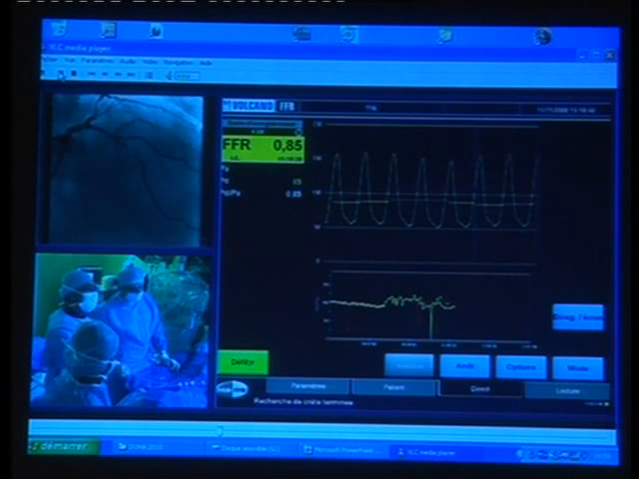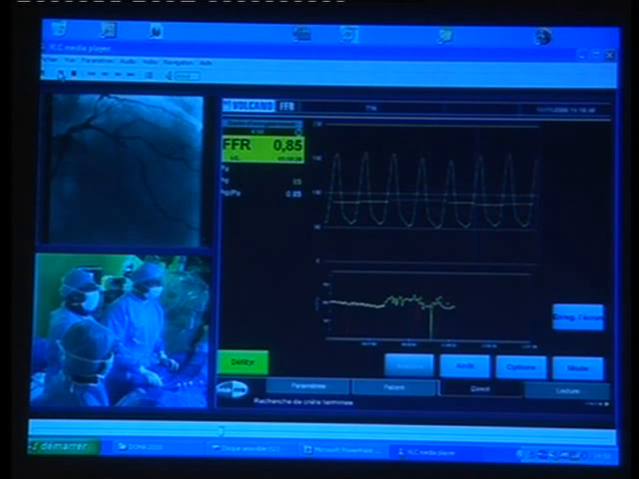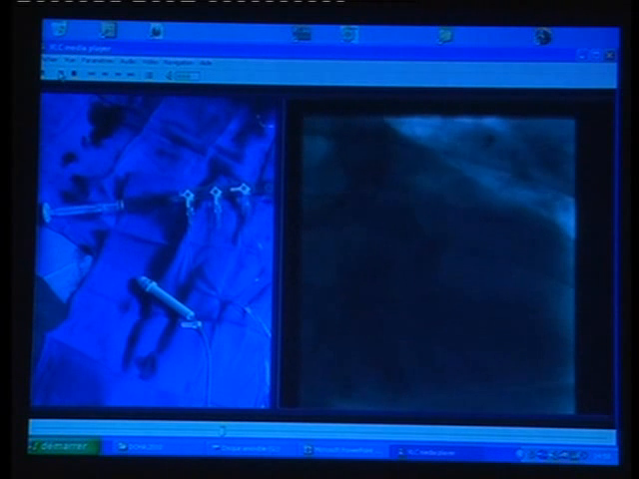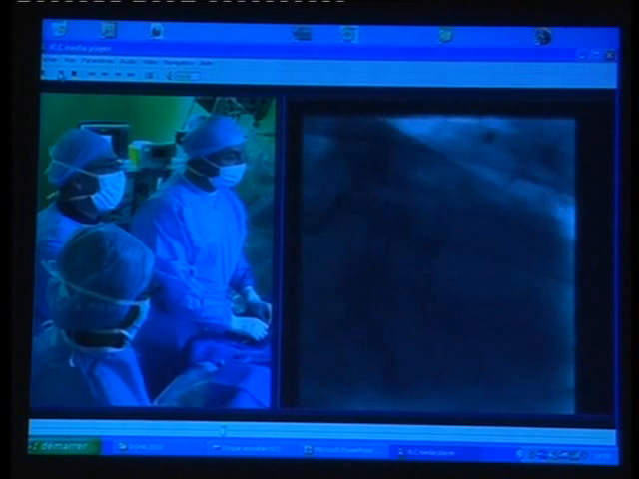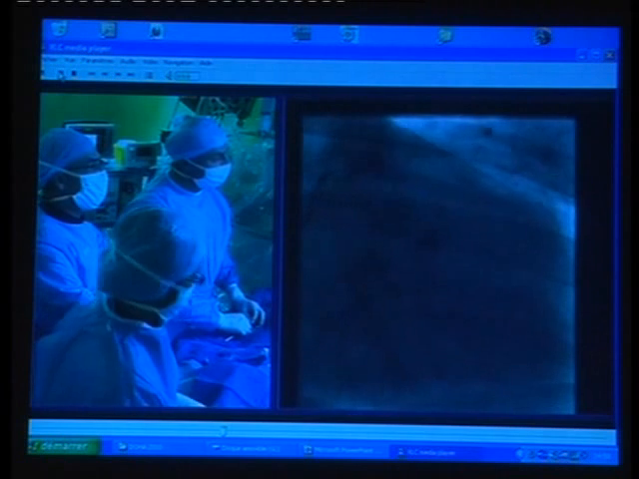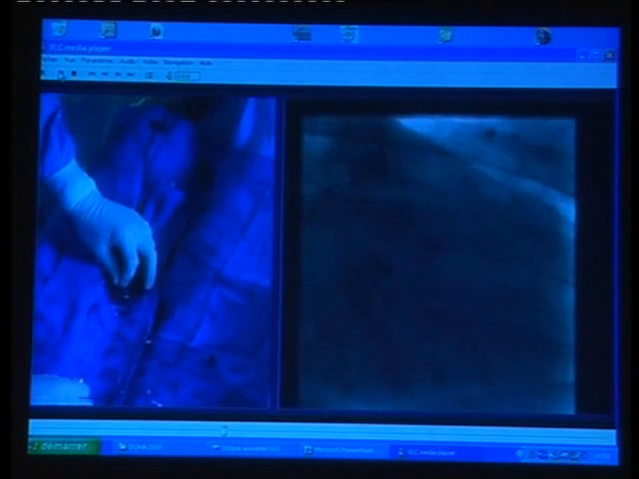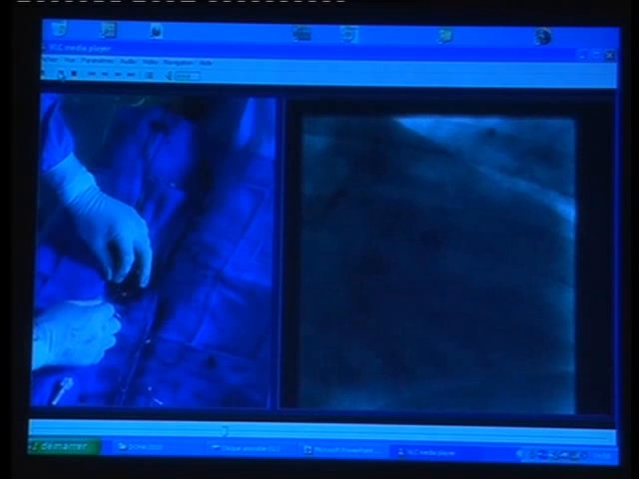I think it's very interesting to see that first the FFR is negative. We don't have to treat the lesion. What is interesting is the simplicity of this measurement and also the reproducibility of the measurement that makes it very interesting in clinical practice. So now we have to think about the main course.